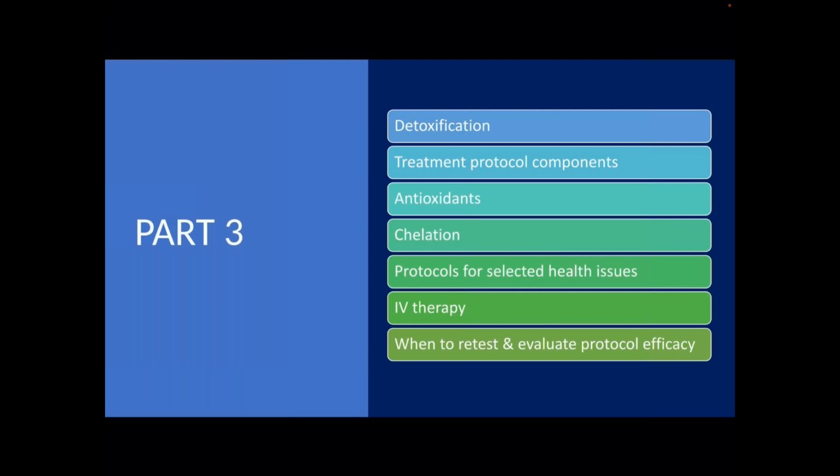So part 3 is all about treatment. It's about how you detoxify these toxic metals. What are some of the treatment protocols? What are the components of it? What antioxidants have to be utilized in your treatment? We're going to talk several times about the word chelation, which we mentioned in the earlier 2 components. And if this is elementary for some of you because you already do chelation, I apologize, but we have to start somewhere. And we will give a couple of protocols and we'll get into some selected health issues.